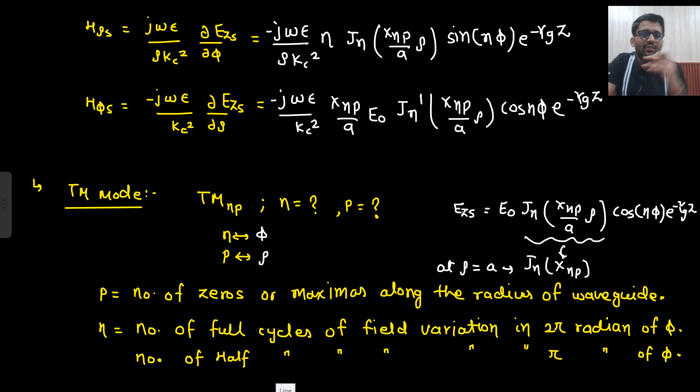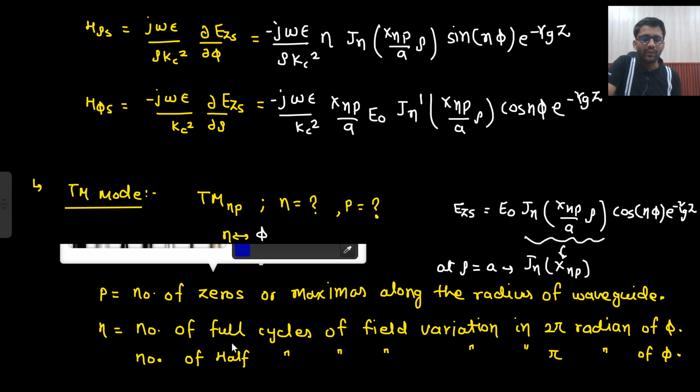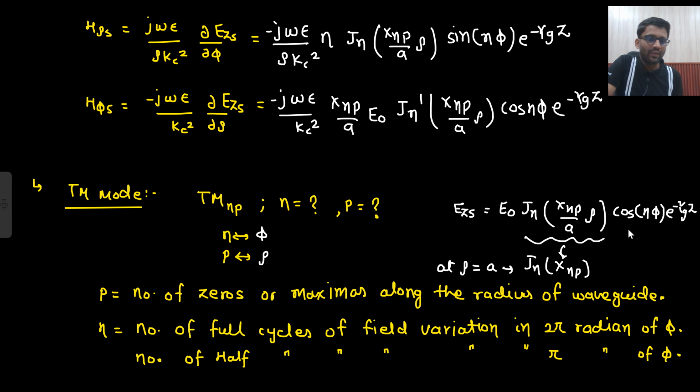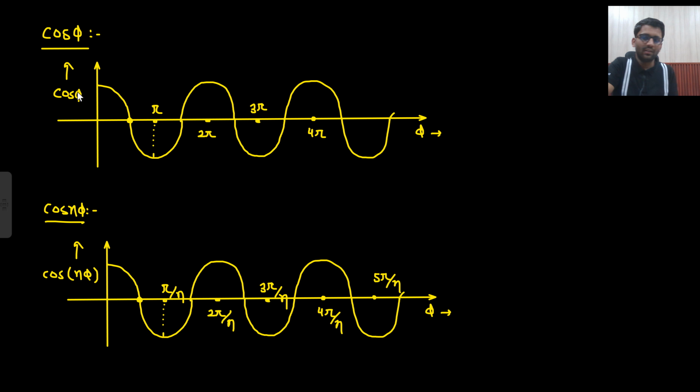Now what is your n? So now we need to study about n. When we need to study about n, where will I look? Cos n phi. So can you draw the graph of cos n phi? Yes. What I will do, first I will draw the graph of cos phi, then I will divide the x axis, or you can say I will divide the phi axis, by n. So this will be my graph of cos phi. So cos phi will go something like this. And if I need to make the graph of cos n phi, then I will divide the phi axis by n. This we have already seen, right?